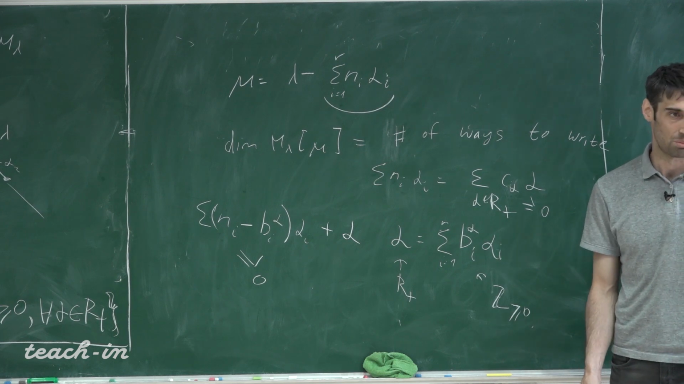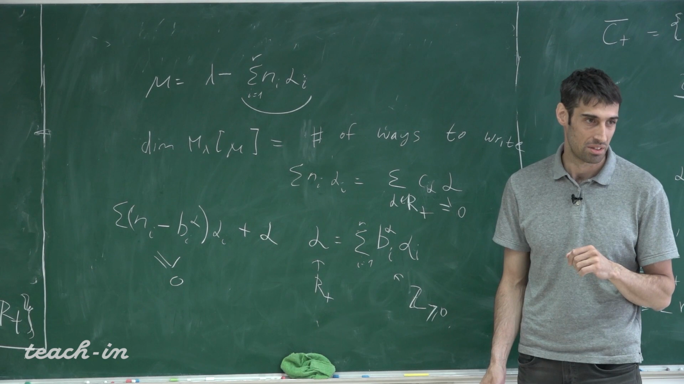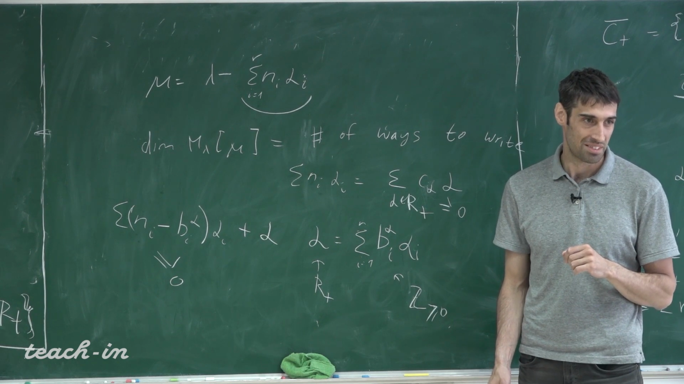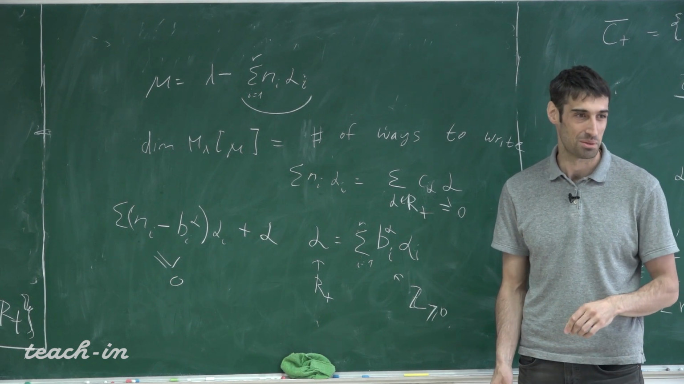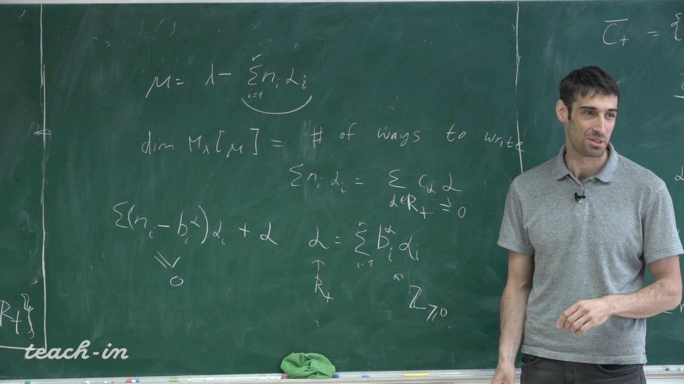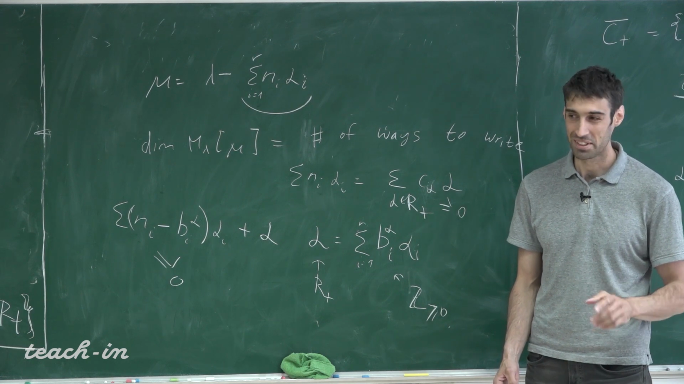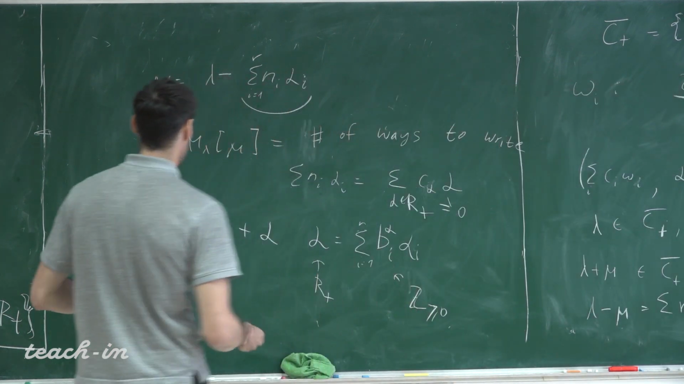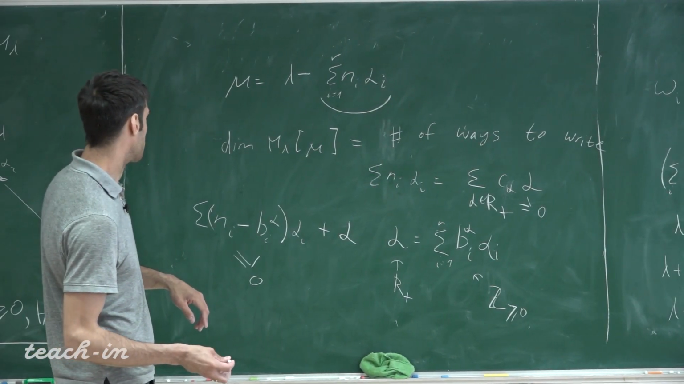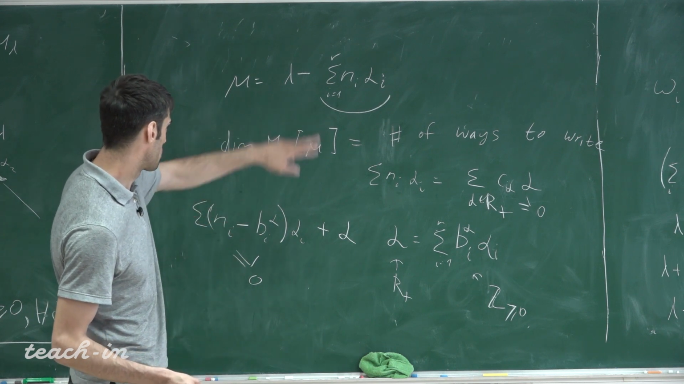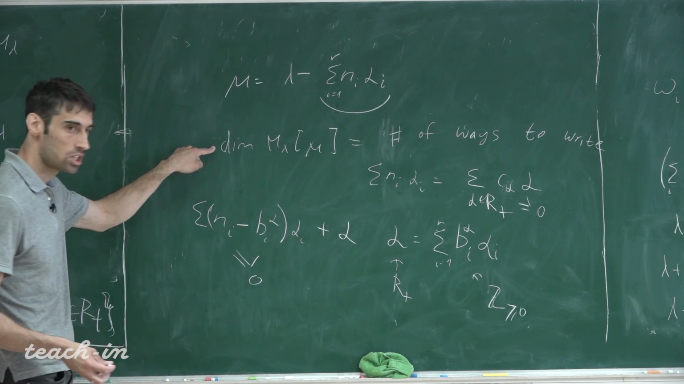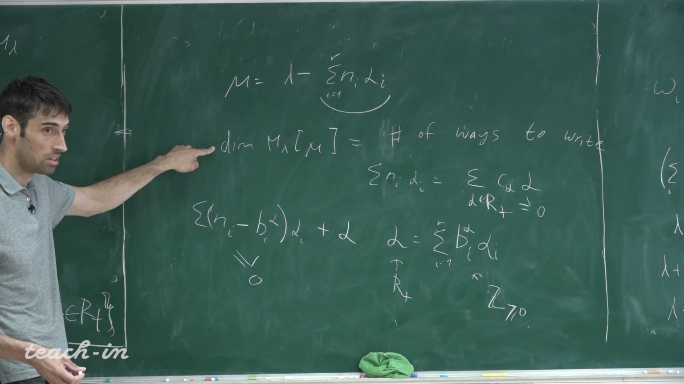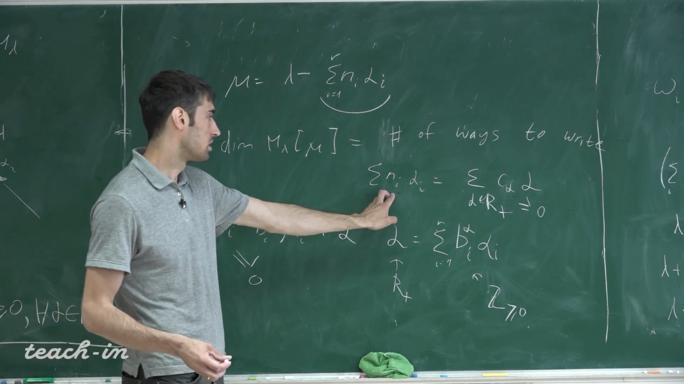Okay, so Prasun, did you understand what? Sort of doesn't work. So yes or no? No. Okay. So do you understand? Okay. Do you understand why the dimension of the weight space is the number of ways to write this as this?